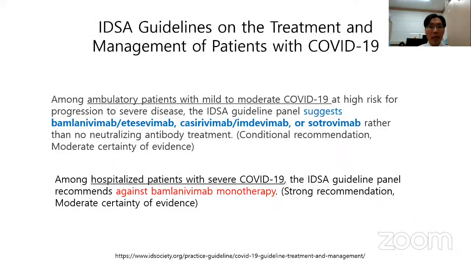So the IDSA guideline recommends that ambulatory patients with mild to moderate COVID-19 be treated with bemnifosbuvir, etesevimab, or casirivimab plus indemivab, or sotrovimab, rather than no neutralizing antibody treatment. However, among hospitalized patients with severe COVID-19, the guideline recommends against bemnifosbuvir monotherapy.